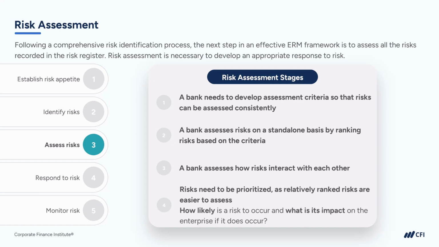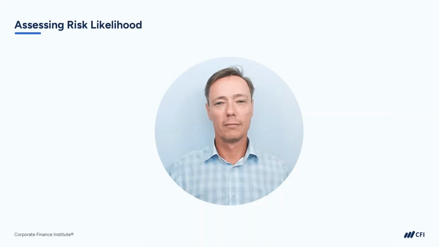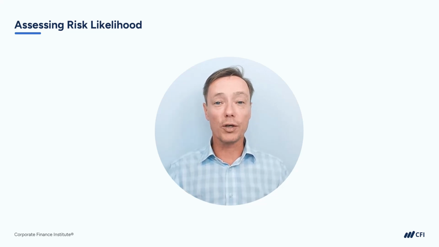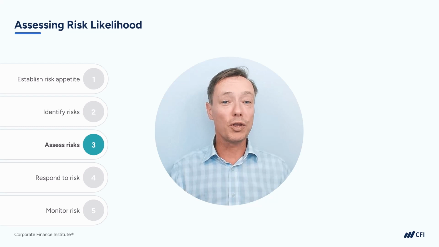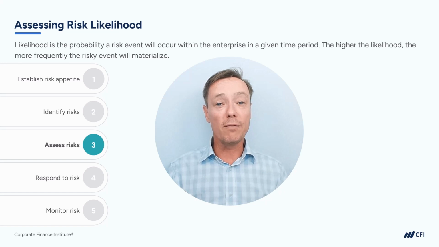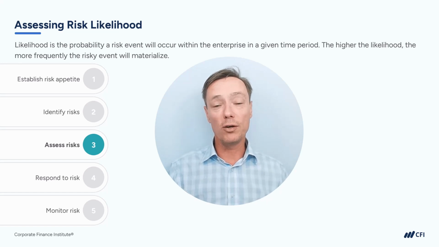What is actually assessed at this stage is how likely a risk is to occur and its impact on the enterprise if it does occur. Let's look at these 2 dimensions separately. Likelihood is the probability that a risky event will occur within an enterprise within a given time period. The higher the likelihood, the more frequently that risky event will materialize within the organization.